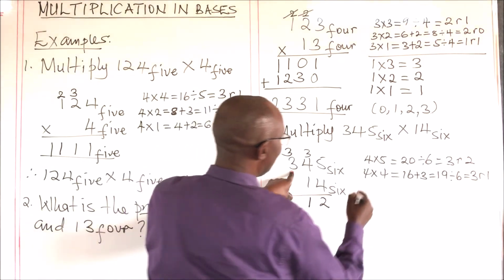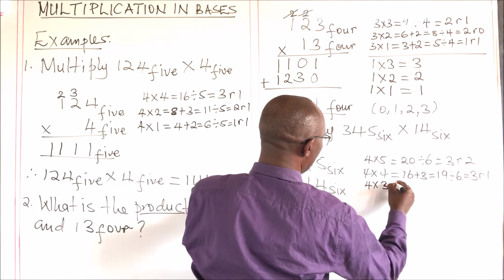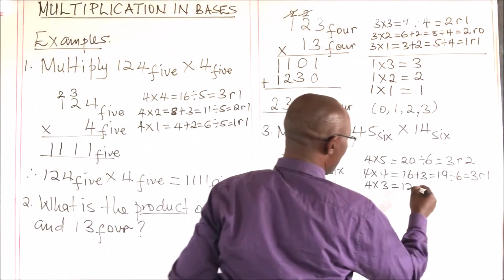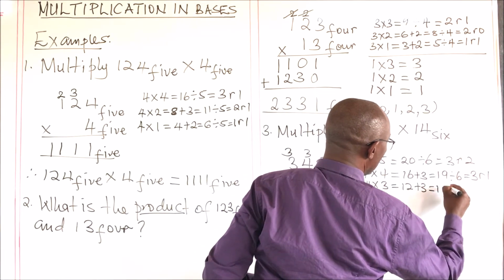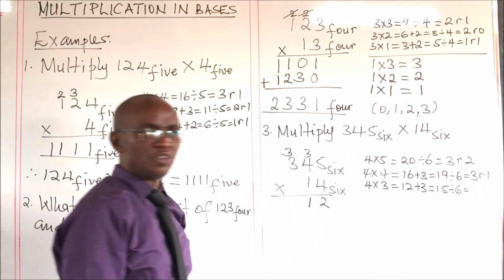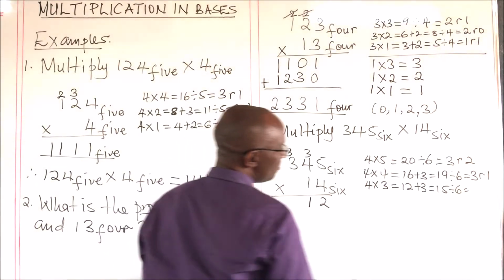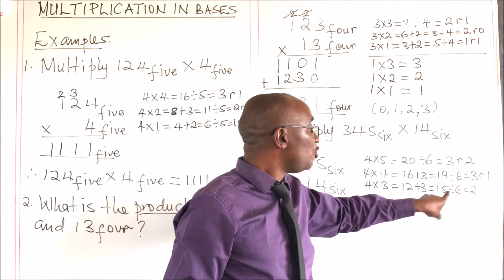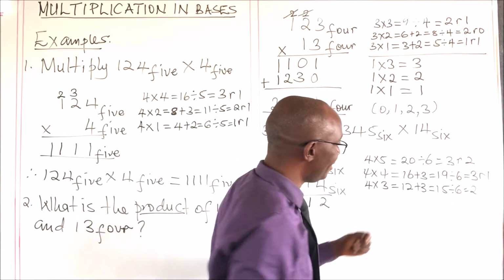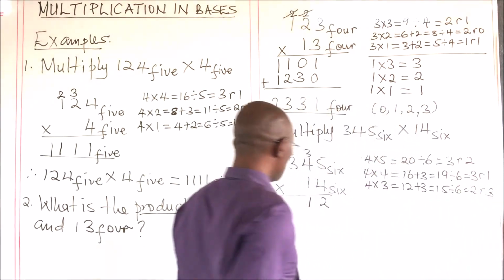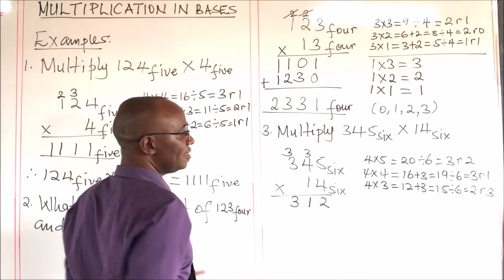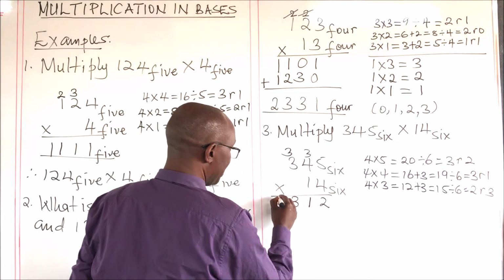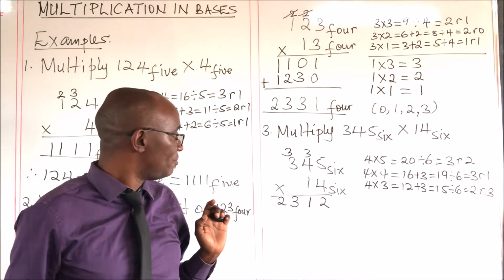4 times 3. So that is 4 times 3. We get 12. 4 times 3 is 12, plus the 3 you carried, that is plus 3. You get 15. Divide by 6. 6 into 15, around how many times? That is around 2 times. 2 times 6, we get 12. 15 minus 12, you get 3. So the remainder is 3. So you write the remainder first. You have to carry 2 to the next place value. Since we don't have it here, we write it down. So that is our first step, multiplying with 4.